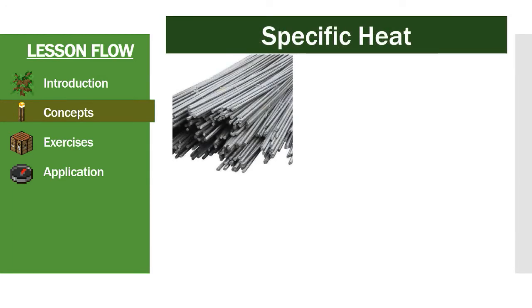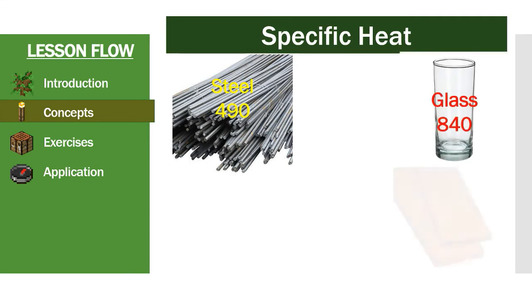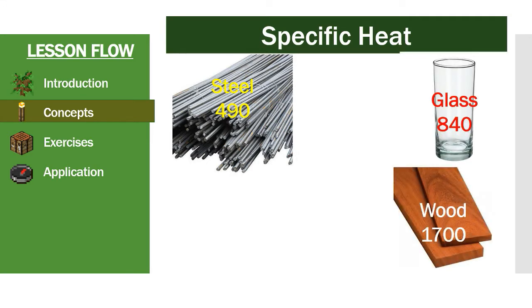So for example, steel would have a specific heat of around 490 joules per kilogram Kelvin. Glass would have 840. Wood would have 1700. Okay, you might be wondering, why is wood so high when it burns so easily? Well, actually, it used to be a plant, and as a plant, it used to contain water inside those cells. So it actually has quite a lot of things that will resist the raising of the temperature. Okay, but once it catches fire, it really is going to burn.